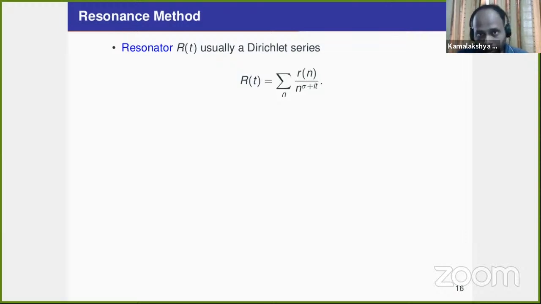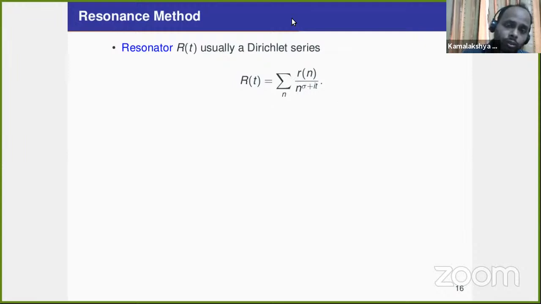So how should R of t look like? R of t should mimic the behavior of the original function. In our case, since we are working with an L function, it has a Dirichlet series. So our R of t should have a Dirichlet series. If you are not working with an L function, then we can change the resonator to be anything that looks like that function.